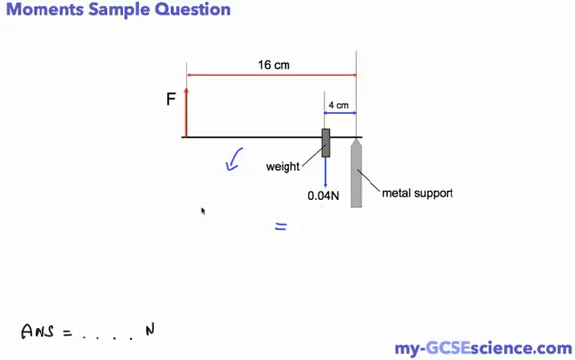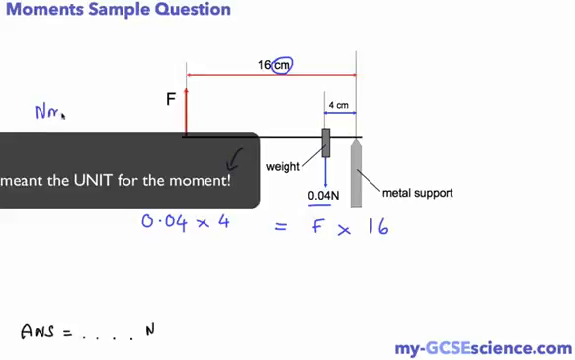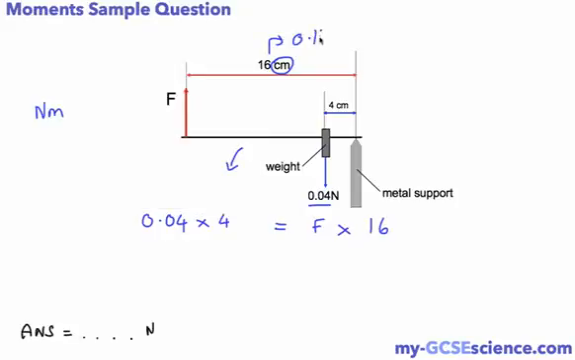So that's quite simply a case of our force, which is 0.04 newtons, times our distance of 4 centimeters, and on the other side, on the clockwise side, we have a force which we don't know, times a distance of 16 centimeters. Now the first thing you might be thinking is, hold on a minute, these units are in centimeters, and we know the unit for the moment is the newton meter. So your first instinct might be to convert this into 0.16 meters, and this into 0.04 meters, and then do your calculation.